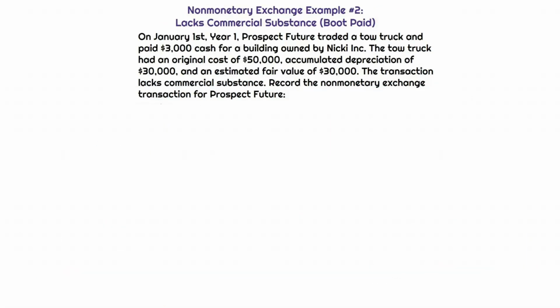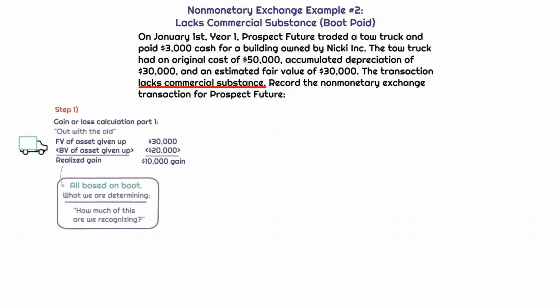Okay, so how about scenario number 2? What about a non-monetary exchange transaction that lacks commercial substance where boot is paid? Let's take a look. Same scenario here. Prospect Future on January 1st, year 1 traded a tow truck, but they also paid $3,000 in cash for a building owned by Nikki. The tow truck had that same original cost of $50,000, accumulated depreciation of $30,000, and an estimated fair value of $30,000. So we see here that the transaction lacks commercial substance. Okay, so focused on the journal entry.